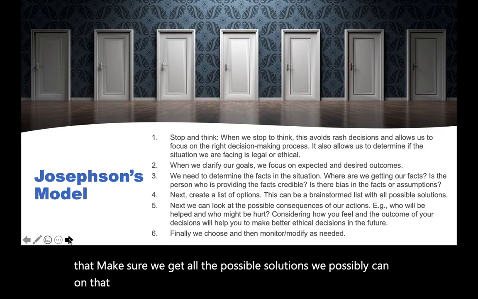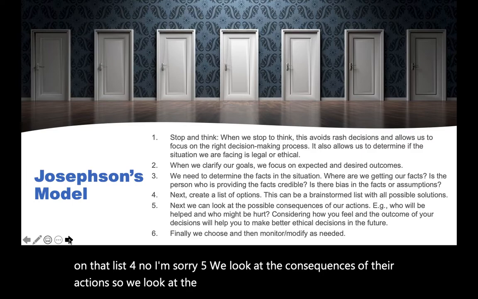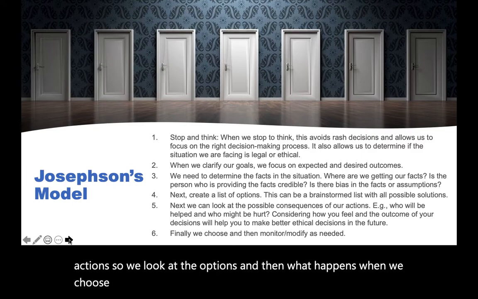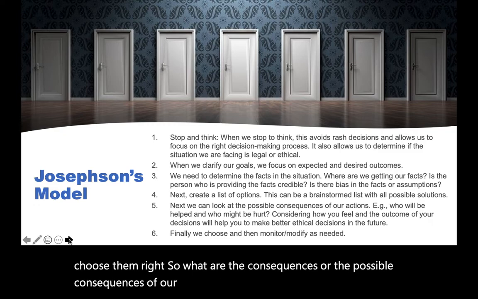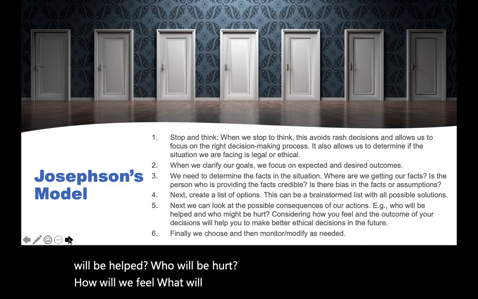Number 5, we look at the consequences of the actions. So we look at the options and then what happens when we choose them, right? So what are the consequences or the possible consequences of our actions? Who will be helped? Who will be hurt? How will we feel? What will the outcome mean for future decision makings, etc.